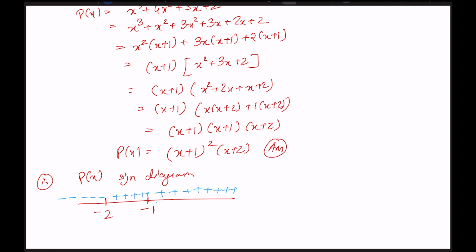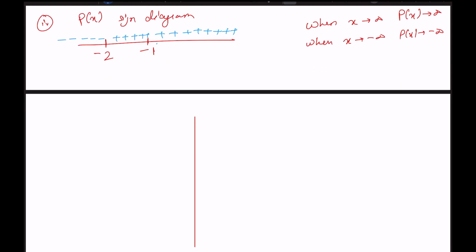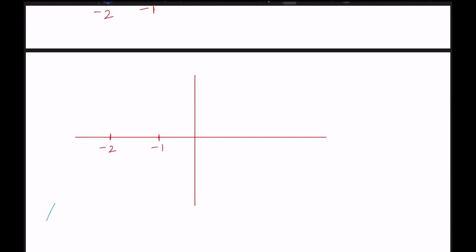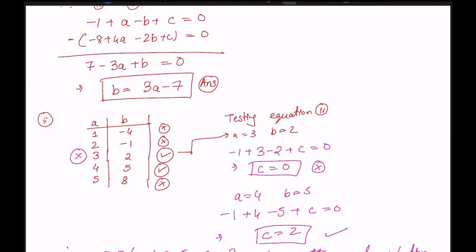Now let's try to plot this. Two things here. When x tends to infinity, p(x) will also tend to infinity. When x tends to minus infinity, p(x) tends to minus infinity. You can replace x with infinity and minus infinity and derive this. Now we'll try to plot the curve. This is minus 2, this is minus 1. The curve will start increasing from minus infinity to minus 2. It'll reach a maxima here, then start decreasing to minus 1, and then start increasing again. This is approximately how the curve will look. It doesn't look very smooth, but this should be fine.